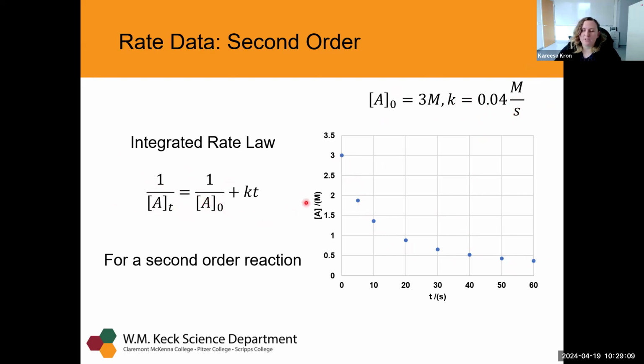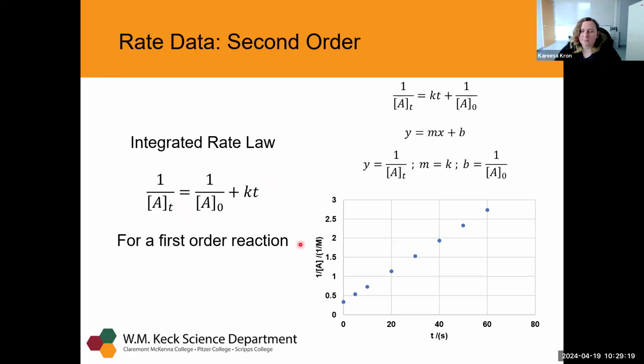So if we want to generate a plot that has a linear relationship in order to calculate rate constants from data, instead we have to plot 1 over A. And if you plot 1 over A, you get this line as a function of time where you can write it in the form of y equals mx plus b, where y equals 1 over the concentration as a function of time, m equals the rate constant, and b equals 1 over the initial concentration.